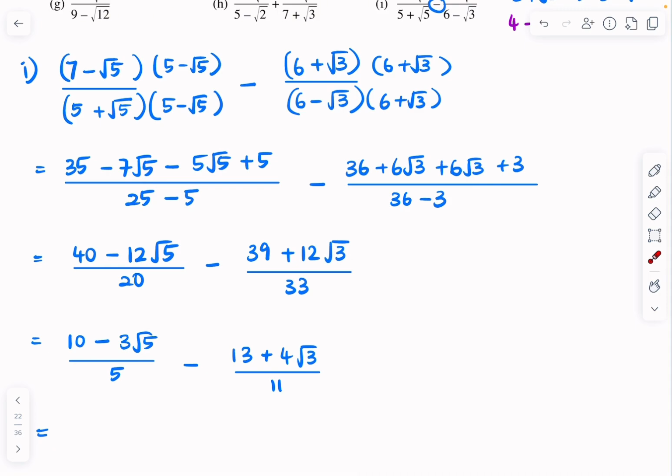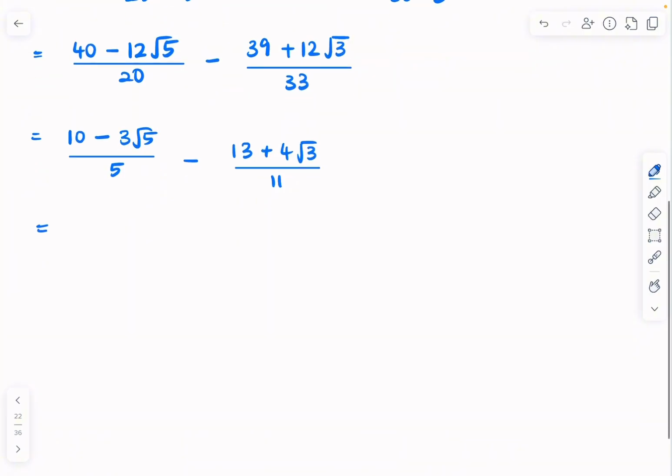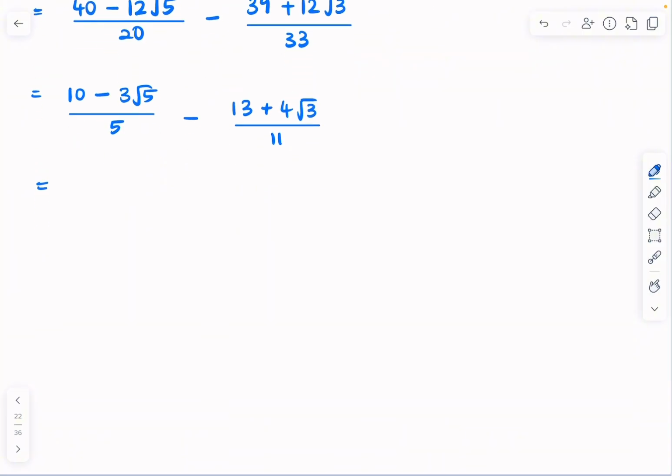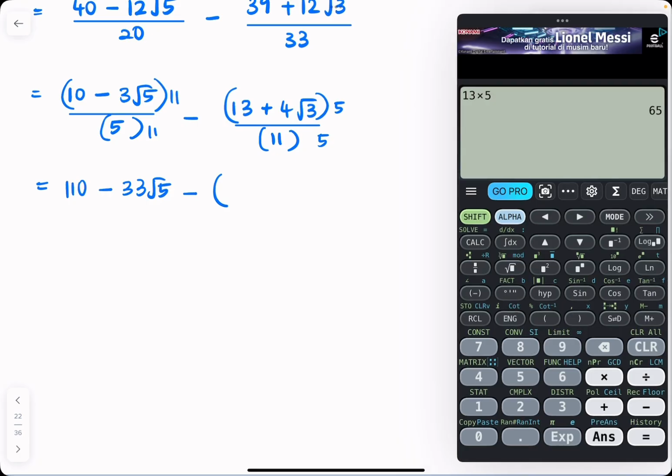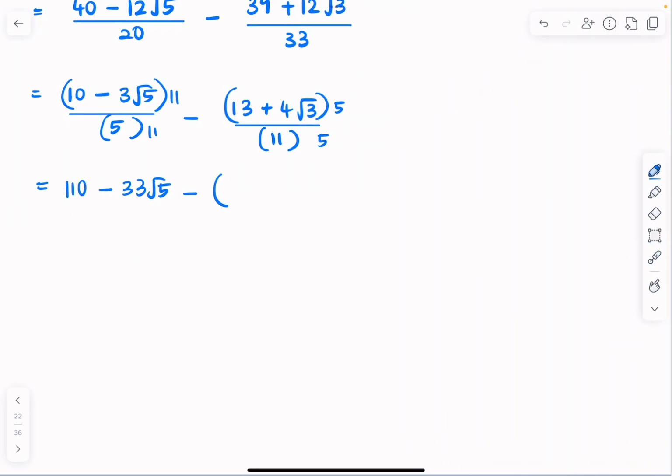Okay. So let's just make it into a single fraction. Since our calculator doesn't help us, we do it manually. Okay, all these we times 11. All these we times 5. So 10 times 11 will be 110. 33√5. Okay, minus 13 times 5 should be 65, right? Yep, 65. 4√3 times 5 is 20√3.